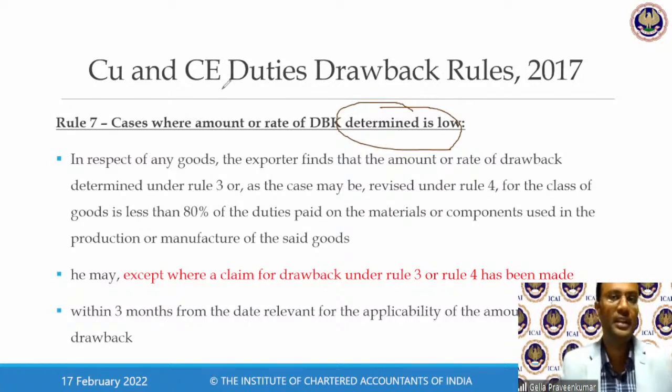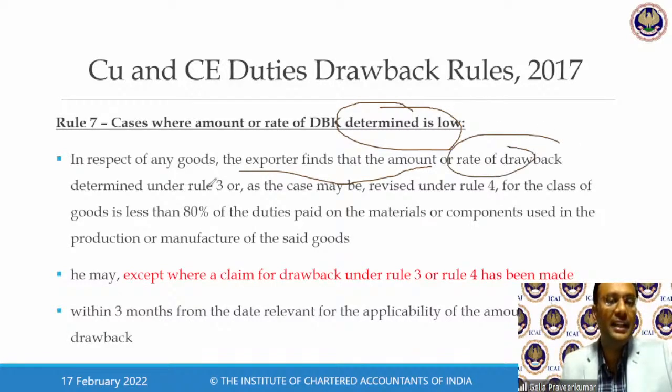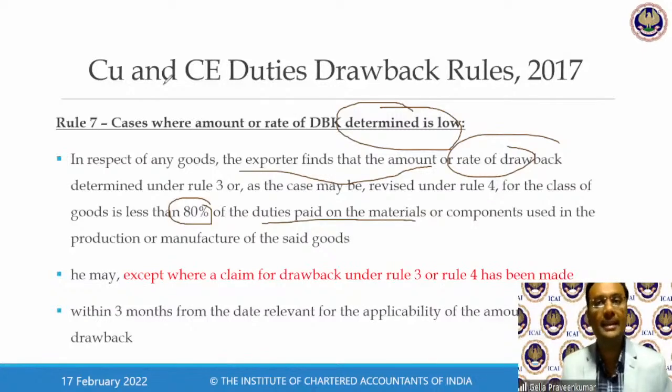government authority. Now, Rule 7 says that, look, in respect of any goods where the exporter finds that the amount of rate of drawback, which is determined under Rule 3, as the case may be, or revised under Rule 4 for the class of goods, is less than 80% of the duty which is paid on the material or components. So in this case, what happened? In the example we were talking through, 2% is what the government is giving, 9% is what I'm proving.